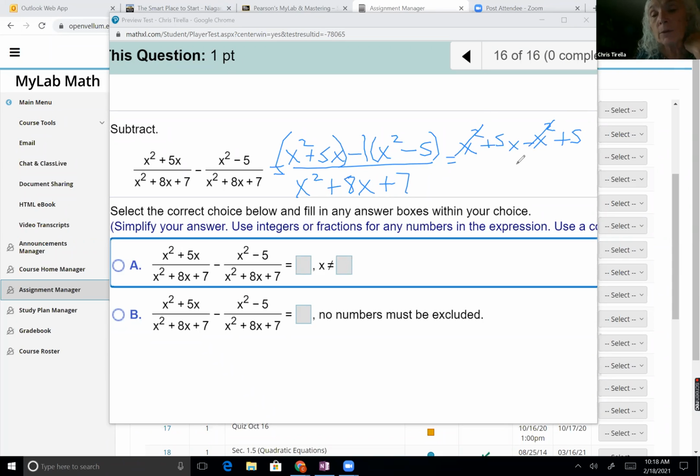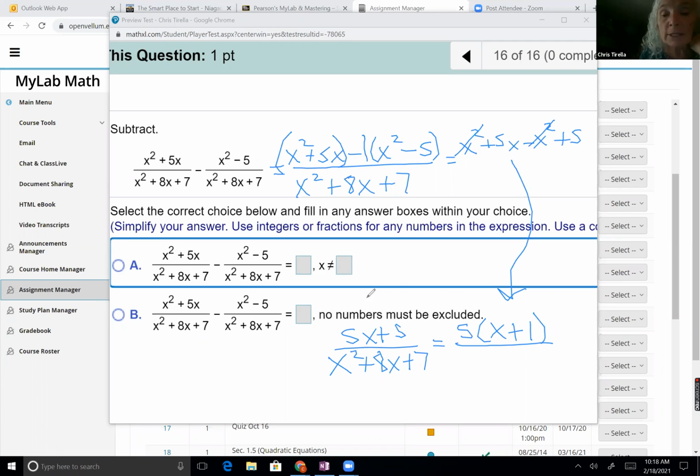So that numerator becomes, I apologize, I'm running out of space here, 5x plus 5 over x squared plus 8x plus 7. Does everybody notice that numerator factors, common factor of 5, leaving me with x plus 1? Because they're asking me what to exclude, I want to think about factoring that denominator. And sometimes, especially if I'm going to be reducing fractions, I'd like to see the factors that I have and see if that might help me.